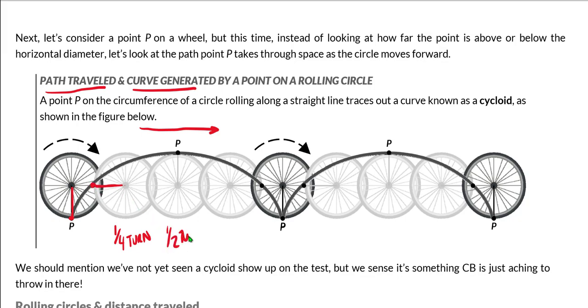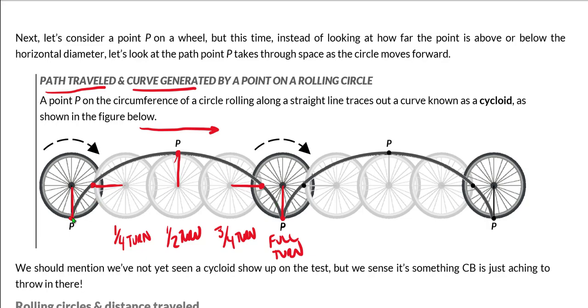After a half turn, the radius would be pointing straight up, with point P at the end of that radius. After 3/4 of a turn, the radius would be pointing right, with point P at the end of that radius. And then finally, after a full turn, one full revolution, point P will be back where it started at the bottom of that vertical radius.